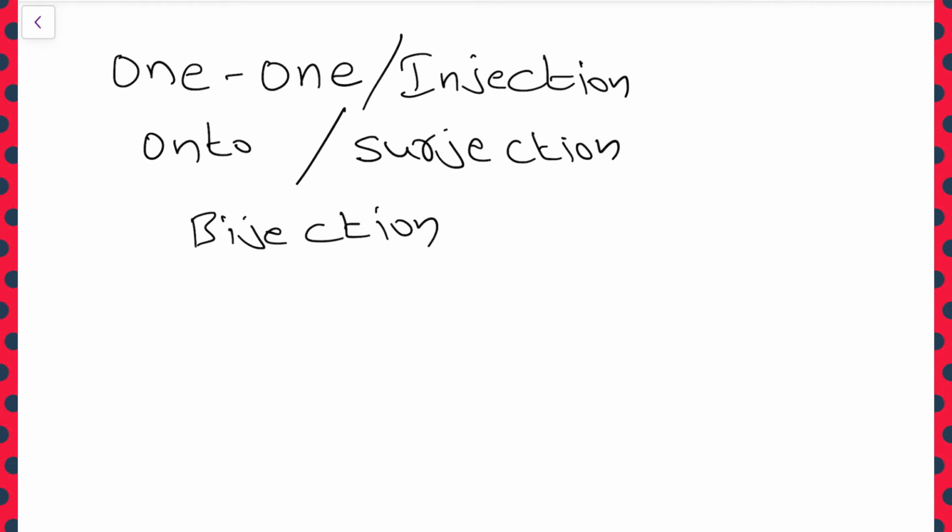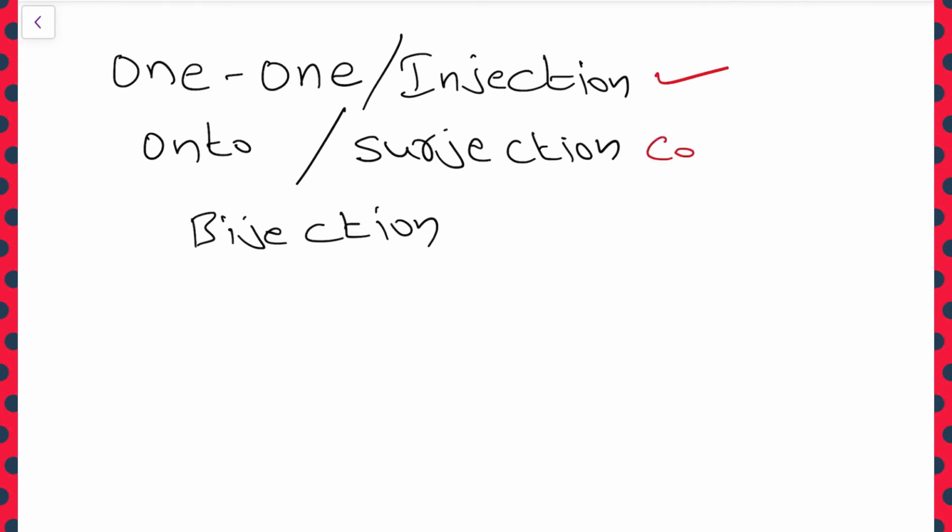Okay, then what is the definition of each? One-one function, or injection: the name itself indicates that distinct elements of set A have distinct images in set B. That is one-one. For one element, only one image should be there.